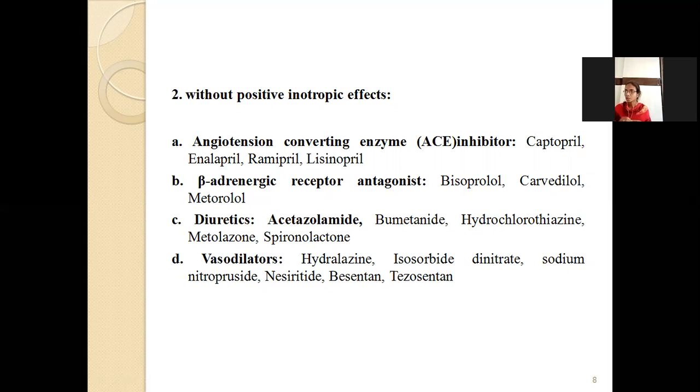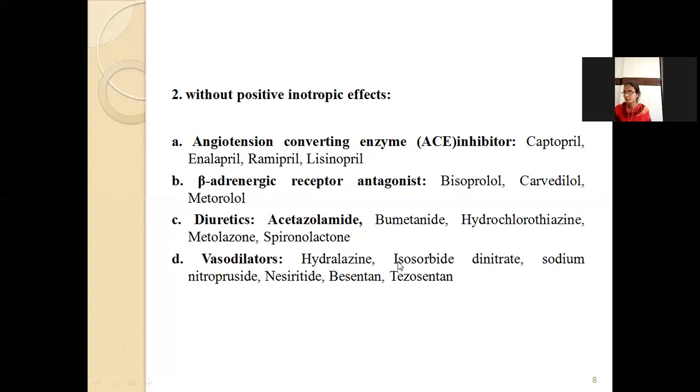Next, diuretics. In diuretics, what are the drugs that come? Acetazolamide, bumetanide, hydrochlorothiazide, metolazone and spironolactone. These are the drugs that come under the diuretics. The diuretics topic we have already discussed in the second unit: what diuretics are, what the mechanism is, how they work and what their main role is in our body. Next, vasodilators.